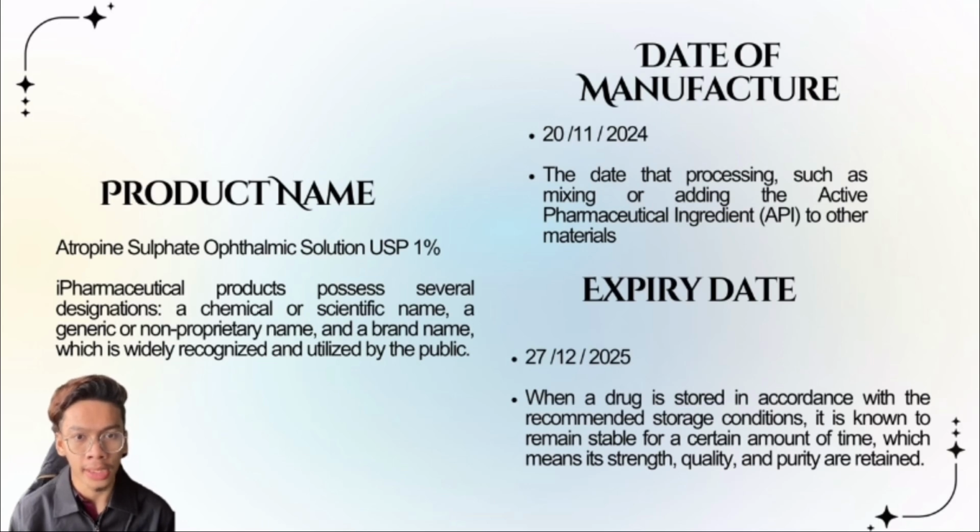Next is expiry date. The expiry date for the Atropine eye drop is 27/12/2025. When stored under recommended conditions, the product remains stable and retains its strength, quality, and purity until this date, ensuring its effectiveness and safety for use during this period.